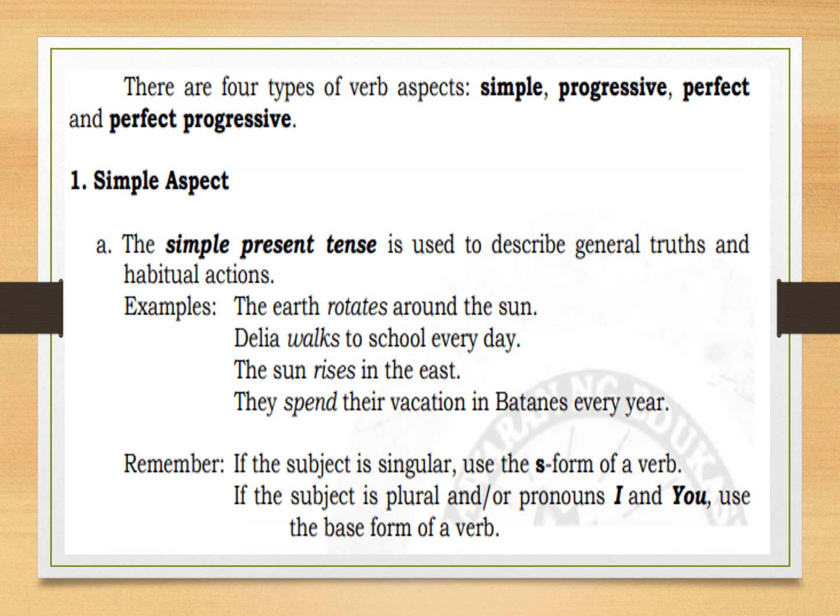Simple aspect. The simple present tense is used to describe general truths and habitual actions. Examples: the earth rotates around the sun. Delia walks to school every day. The sun rises in the east. And they spend their vacation in Batanes every year. Remember, if the subject is singular, use the S form of the verb. And if the subject is plural or pronouns I and you, use the base form of the verb.